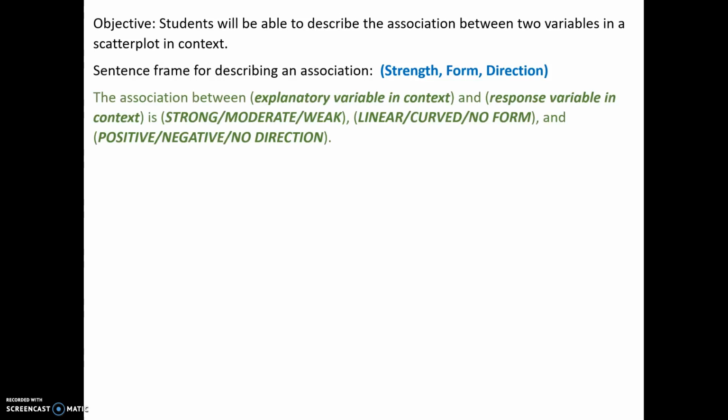Okay, look at this thing in green here. It's basically the association between blank and blank is blank, blank, and blank. Okay, strength, form, and direction. All right, so the association between the explanatory variable in context and the response variable in context. That comes right out of the problem. Don't think too much on that, but you do have to write what the variables are and use the context in the problem.